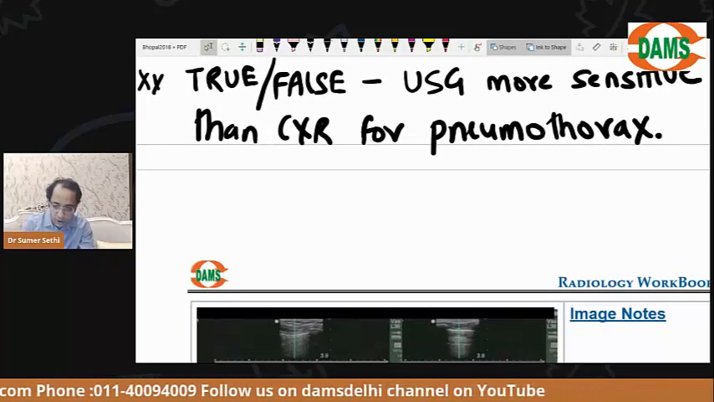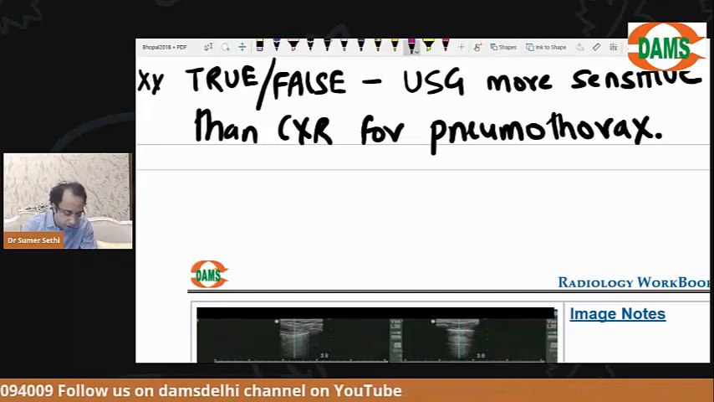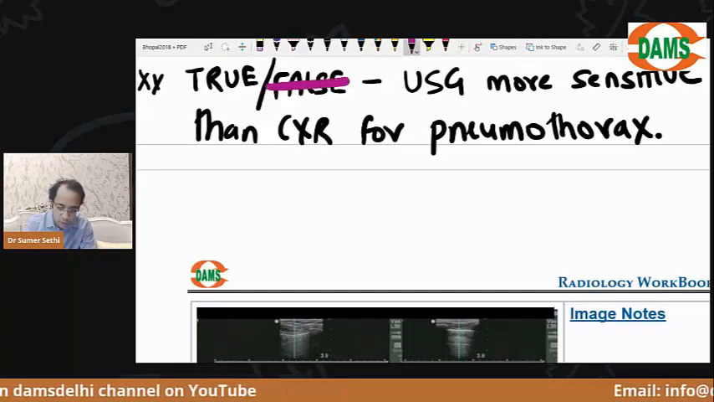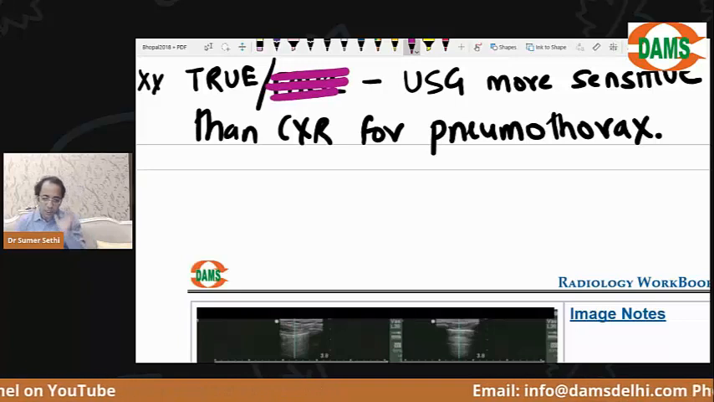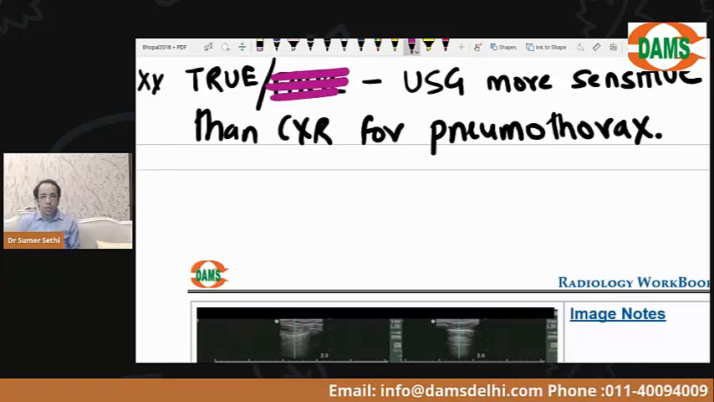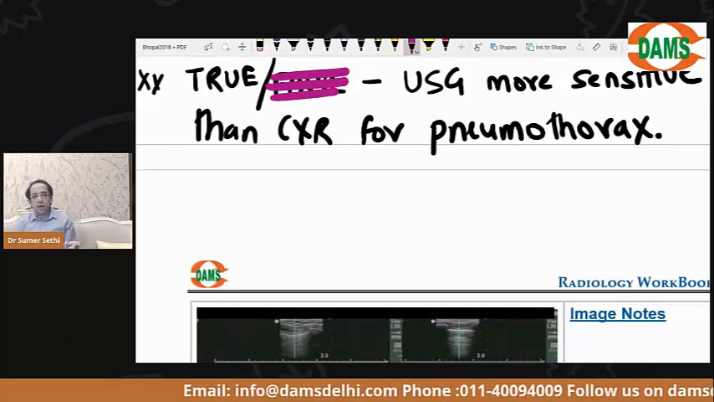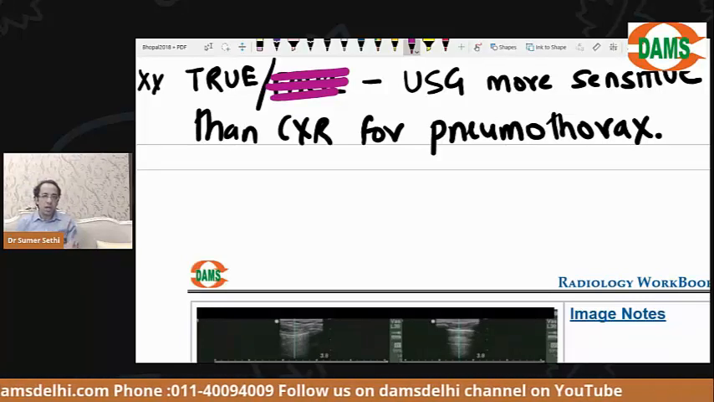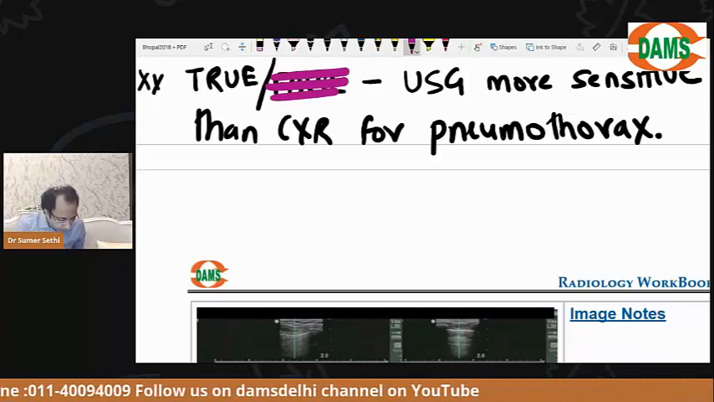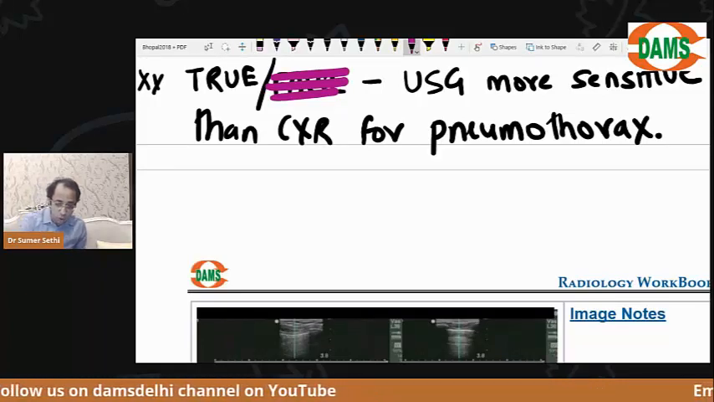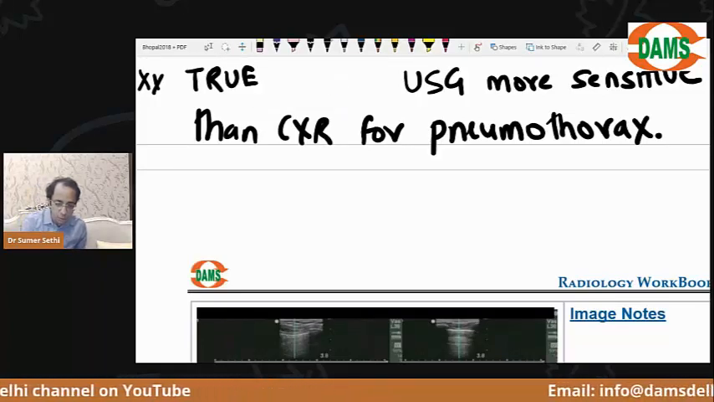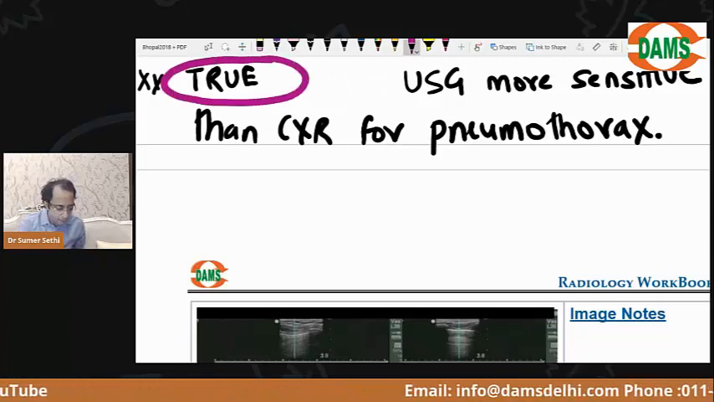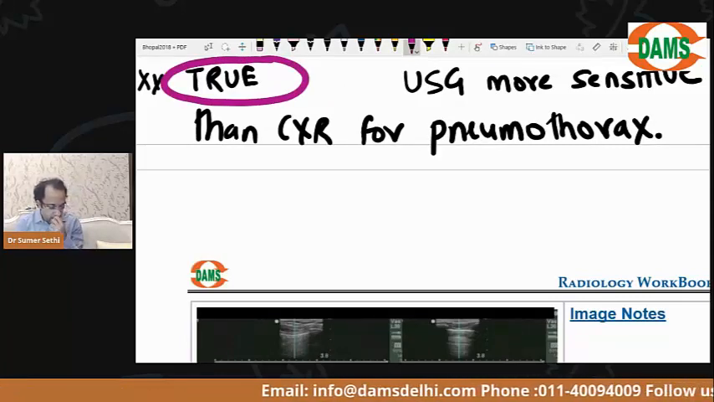The answer is true. So that was the point that I wanted you to understand, that in extended FAST, to detect pneumothorax, we are utilizing ultrasound. Everybody clear? Okay, so this line is actually true. Whenever it will be asked, most people will get it wrong. Okay, this line is true.